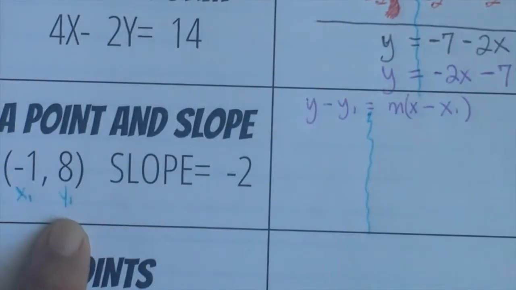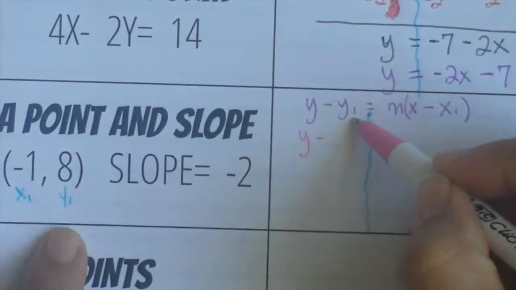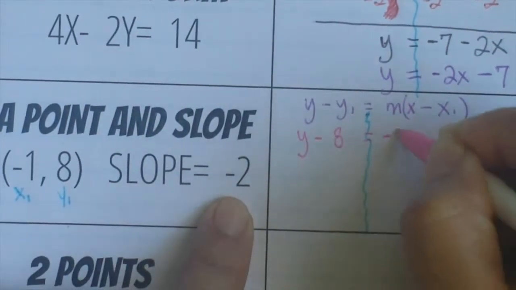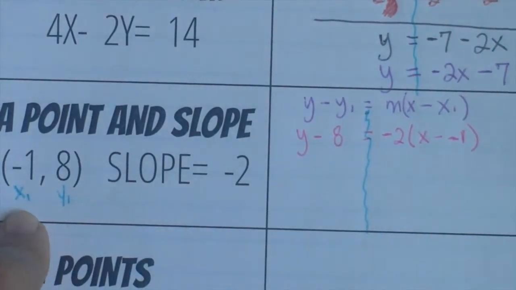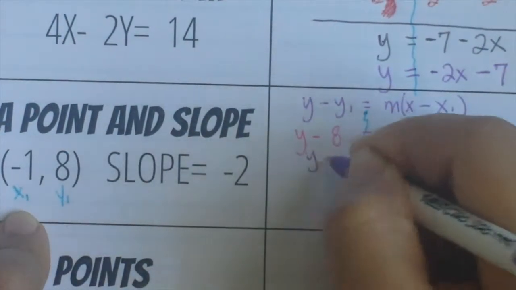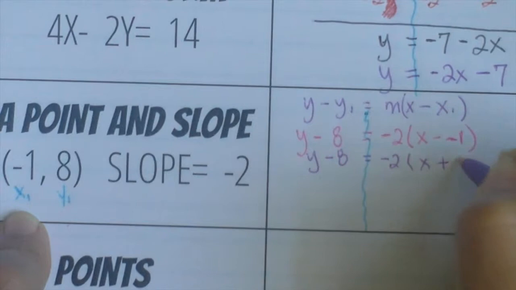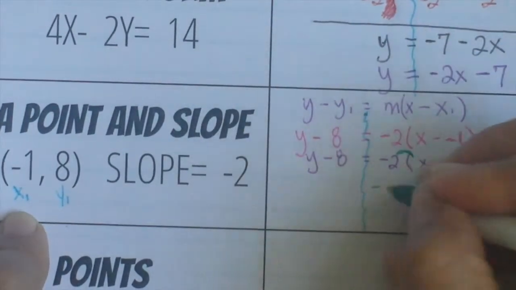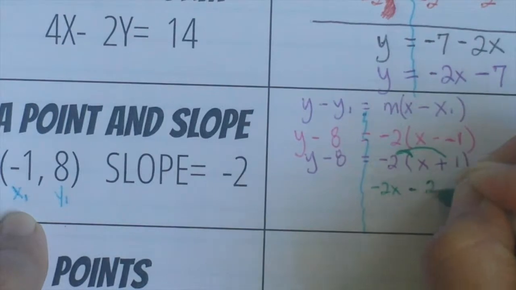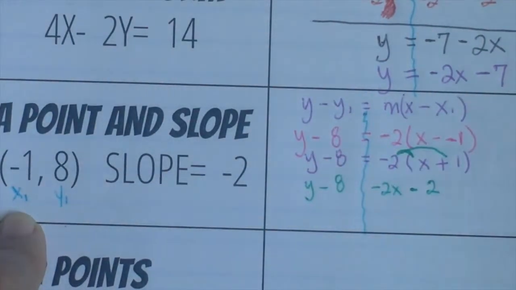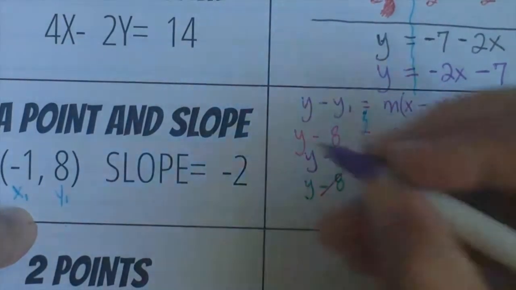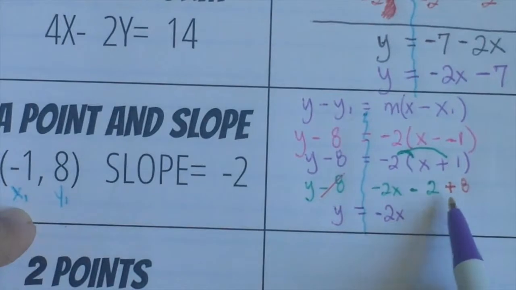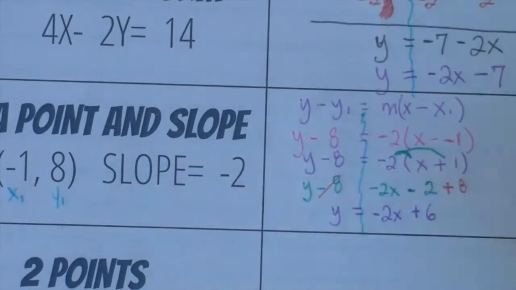Alright, so -1 and 8, that's going to be x1, y1, because that's the x and the y, and then the slope is -2. So y minus y1, which is 8, equals m, which is -2, times x minus x1, which is -1. And then we're going to just rewrite this, taking care of those negatives. So y minus 8 equals -2 times x plus 1. Now what are you going to do? Distribute: -2x minus 2, and then the other side, y minus 8. Okay, now what? Take the 8 to the other side, or the -8 becomes positive 8, so you're going to get y equals -2x, -2 plus 8.